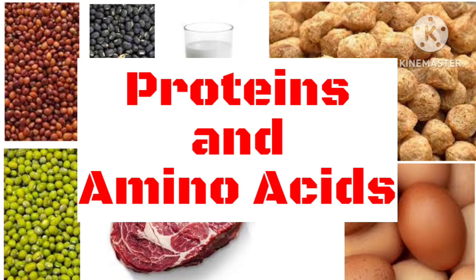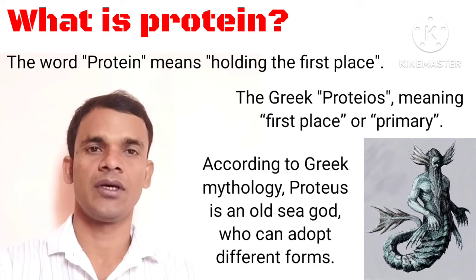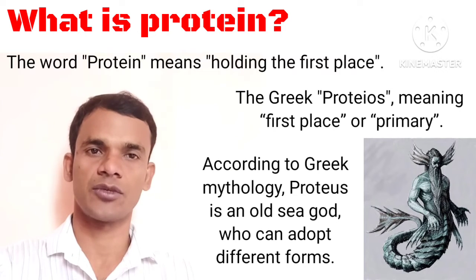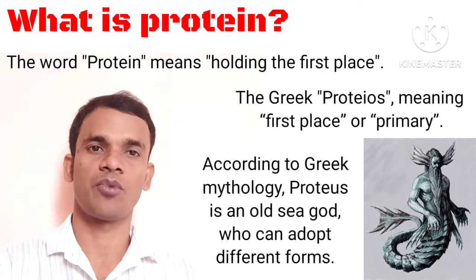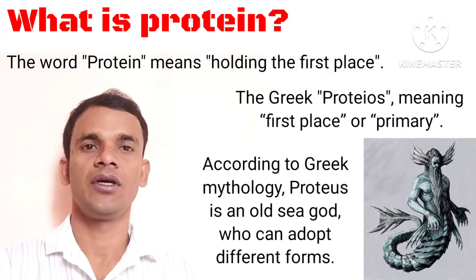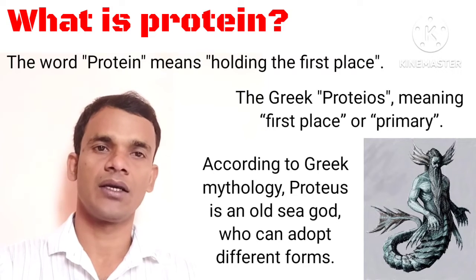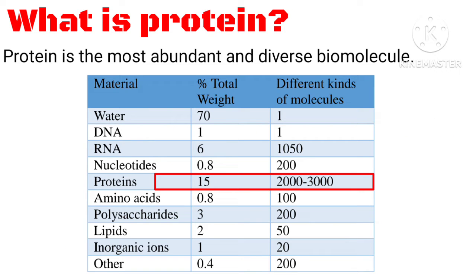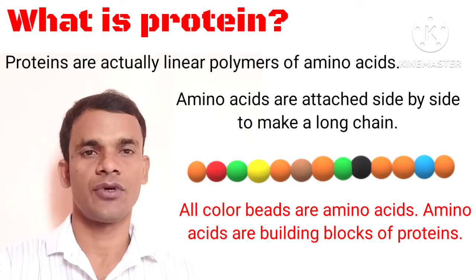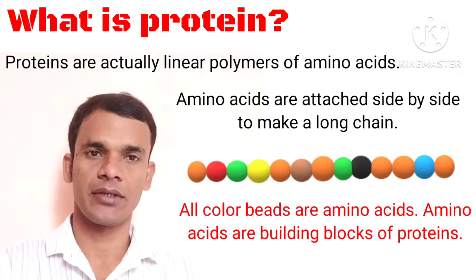Next, we will discuss proteins and amino acids. The word protein literally means holding the first place, because of the Greek word proteus, meaning first place or primary. You can understand why it holds the first place. Its relative cellular concentration also reflects its importance inside the cell. Proteins are actually linear polymers of amino acids.